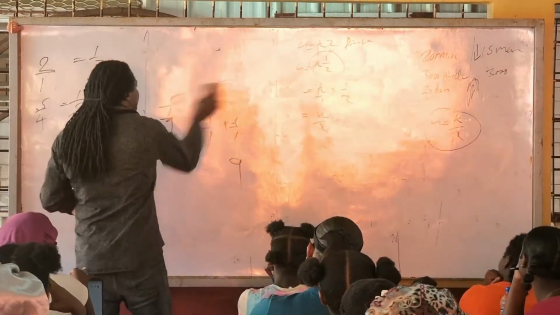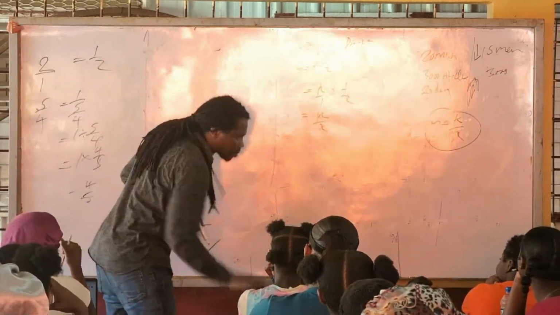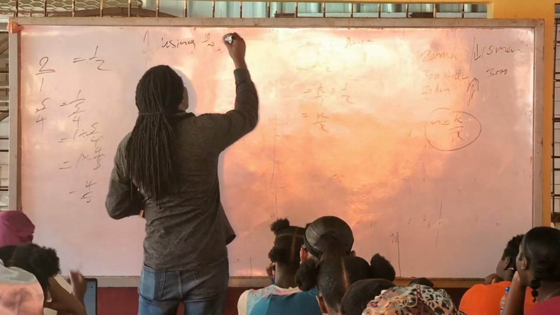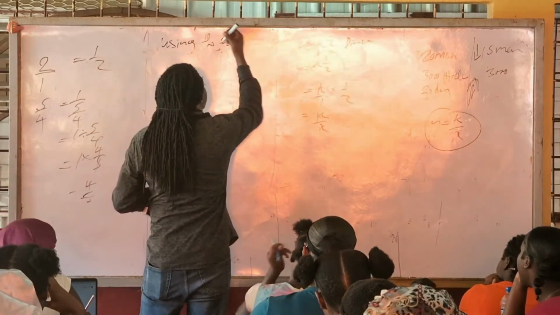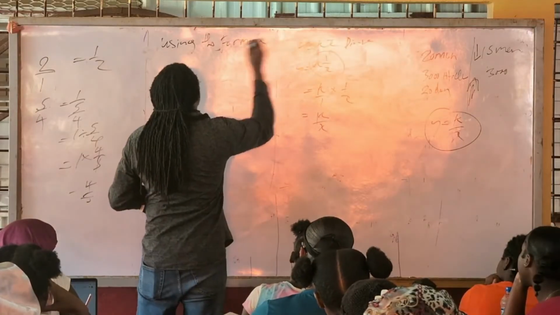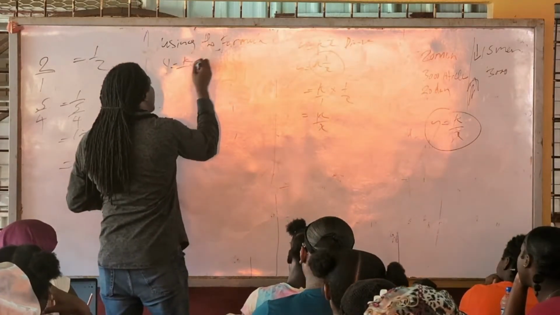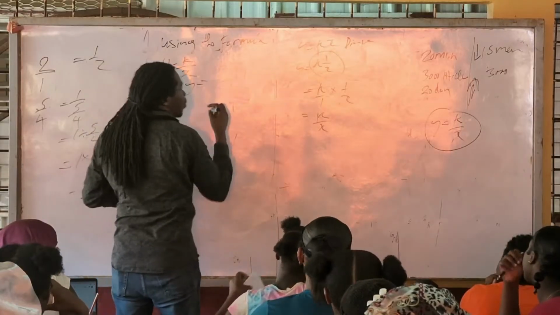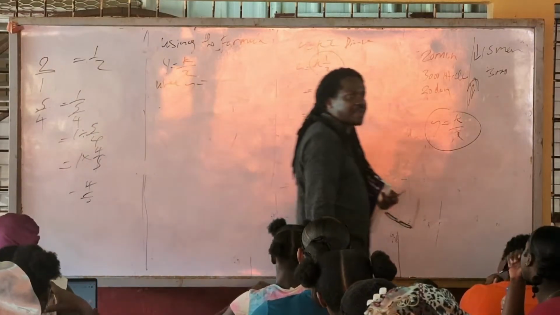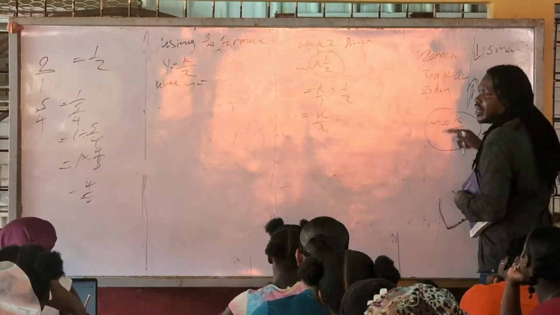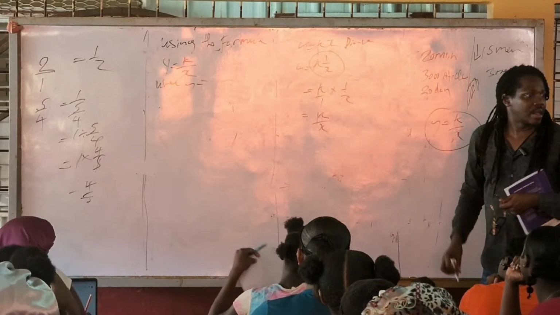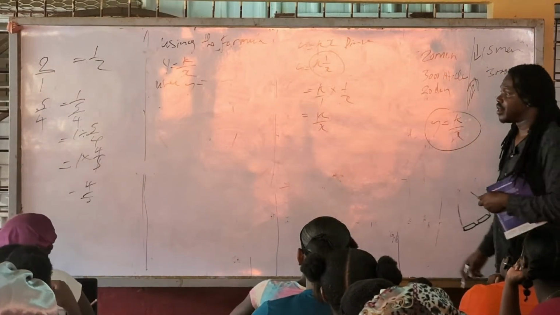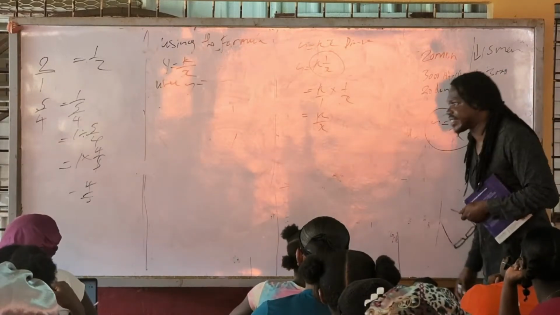So what are we telling them that we're using here? Using the formula y equals k over x, where y equals what? Which one is the dependent variable? The men or the days? The men or the days? Which one is the dependent?